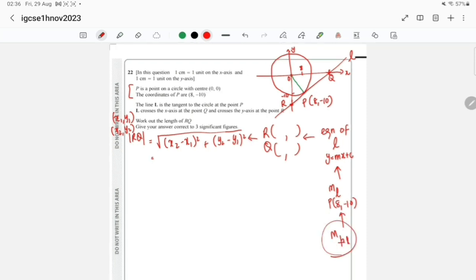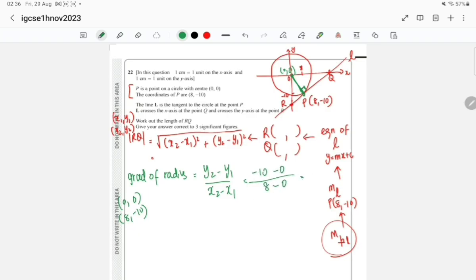Okay, so let's start from here. How do I find the gradient of the radius? I can use y2 minus y1 divided by x2 minus x1 because I know two points on the radius, right? This is my radius, so this is (0, 0), and then I have (8, -10). I use this radius because it is perpendicular at 90 degrees to my line L. So y2 minus y1 is minus 10 minus 0, divided by 8 minus 0. So this will give me minus 5 over 4. Now this is the gradient of the radius.